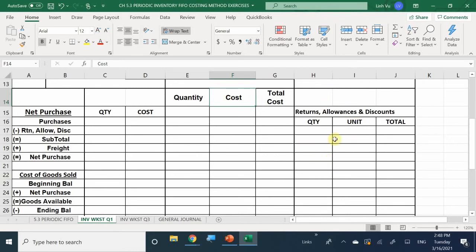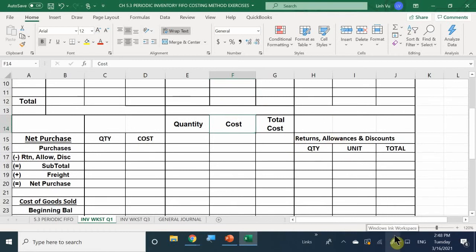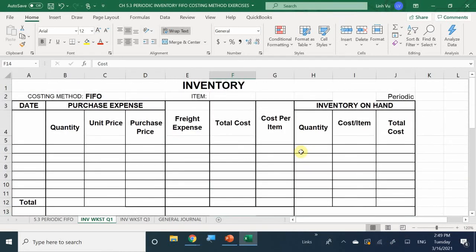And then last but not least, this section right here, again, we're not going to talk about it today, but we'll see when we dive into Chapter 5 Review, which is next week. This is where we're going to dive in on how returns, allowances, and discounts actually affect your periodic inventory. If it decreases it, because it's a contra account, we also have to subtract it out of our net purchases. So again, that's going to be something that we learn later on. But for now, let's just focus on how to actually utilize the worksheet for this scenario. So that is it, and that's how the entire worksheet looks.